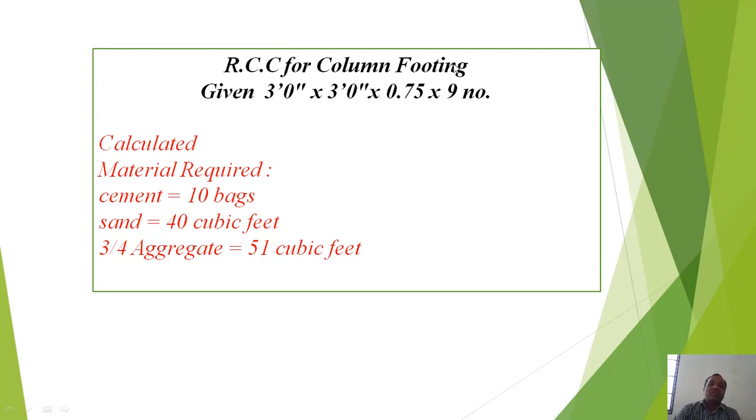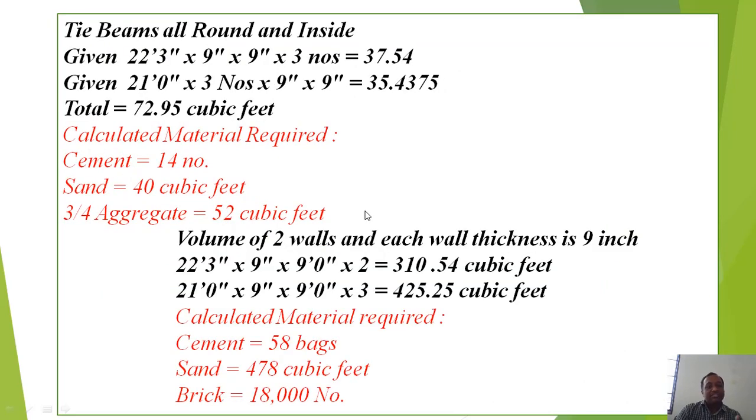Then RCC for column footing, the given dimension for column footing is 3 feet by 3 feet by 0.75 feet, and 9 numbers of such column footings are there. So these are the material estimation. You can refer to that video also. I am sharing the link here at the end.